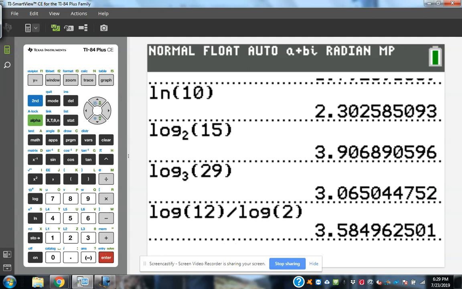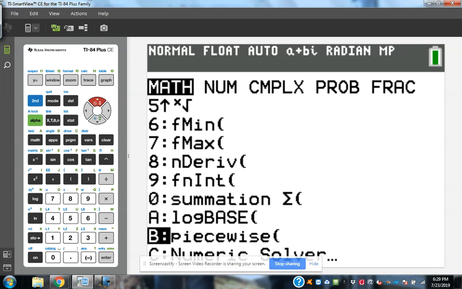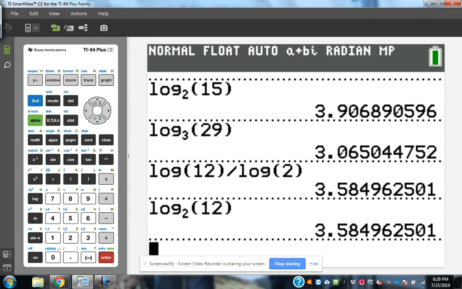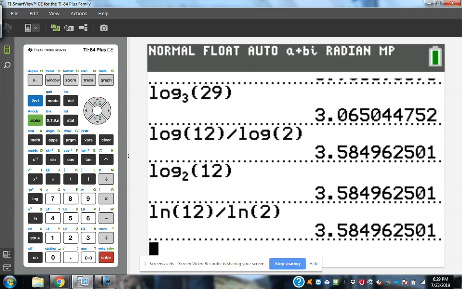If I do math and then log base, I want to show you that it's the same number, log base 2 of 12 and then log of 12 over log of 2. They're the exact same thing. If I did natural log of 12 divided by natural log of 2, it's all the same number.